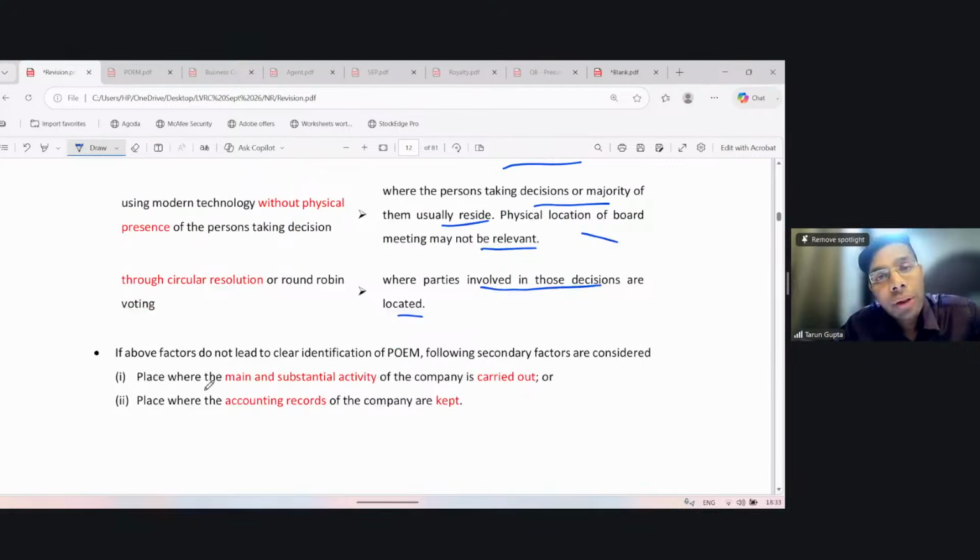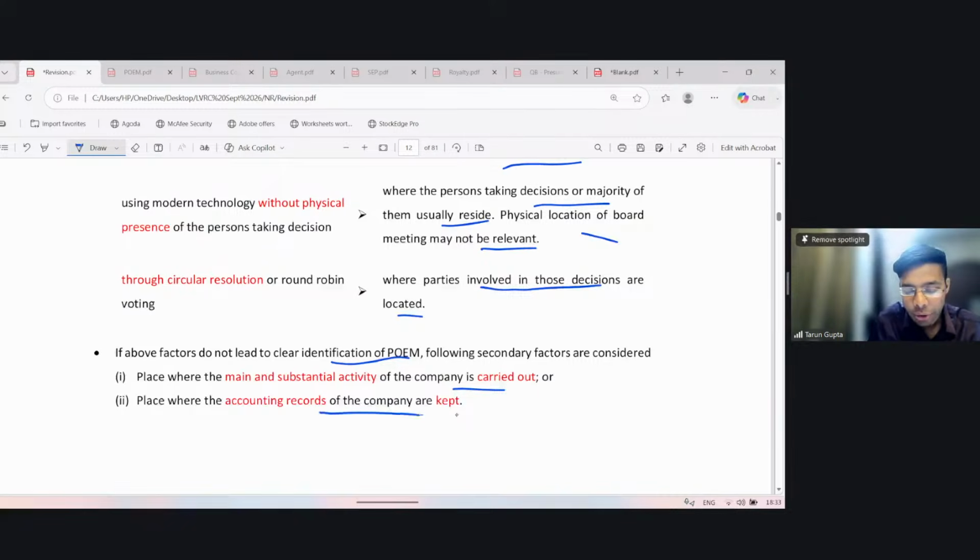However, even after all this, if the above factors do not lead to clear identification of the POEM, then the following secondary factors shall also be considered: the place where the main and substantial activity of the company is carried out, and the place where the accounting records of the company are kept. So these are only secondary factors, which come into play only if the above guidance does not give a clear identification of the place where the POEM is situated.